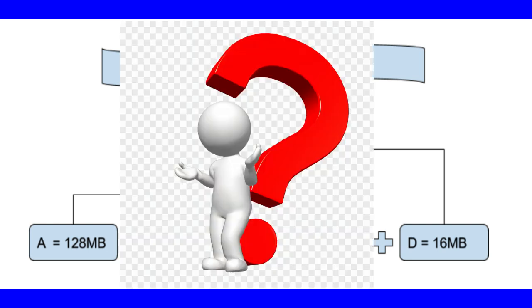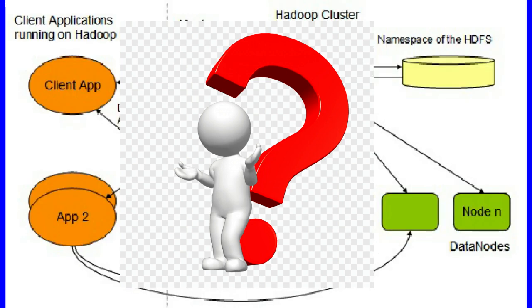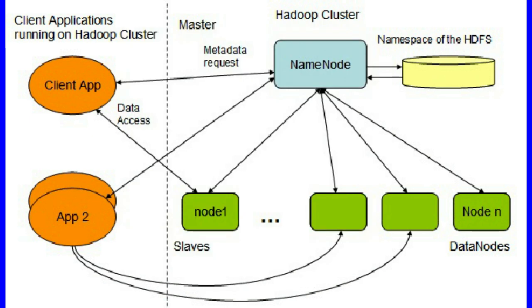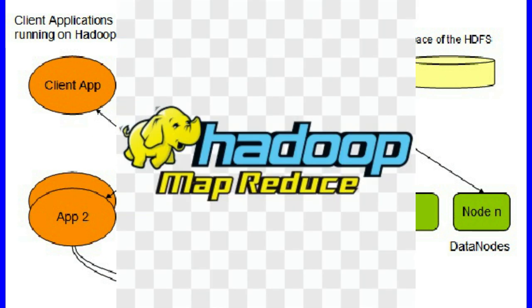Now the question arises, what happens when one node goes down? Does this data get lost? Is the processing stopped? The solution was replication. Data blocks were replicated according to the replication factor set. 3, for example, was the default setting.